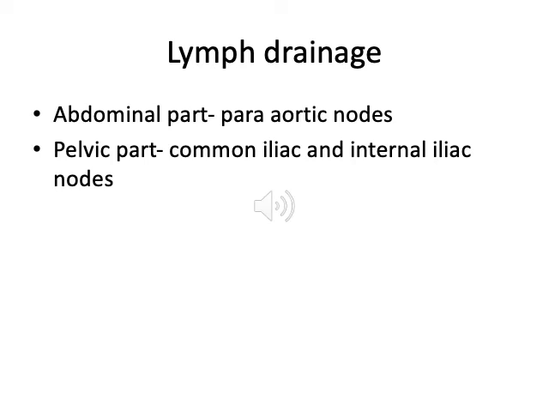Lymphatic drainage of the ureter: the abdominal part of the ureter drains into para-aortic nodes, and the pelvic part drains to common iliac and internal iliac nodes.